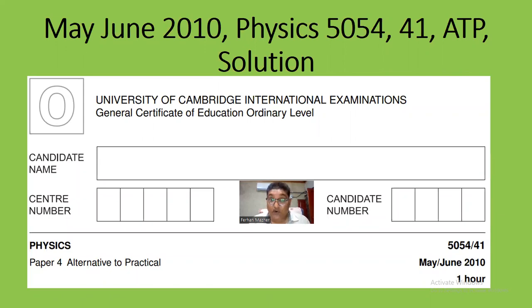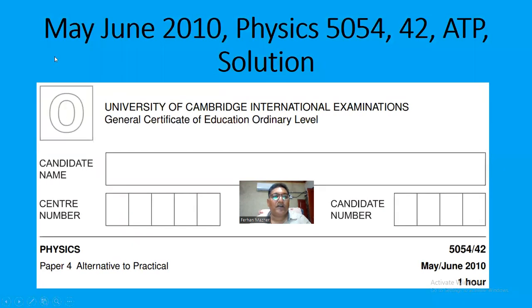Physics 5054. And today we have set our heart to solve ATP paper. We call it Alternative to Practical. And for this purpose, we have selected May-June 2010 4-1 paper. This paper 4 belongs from the Zone 1. The time allowed for this paper is 1 hour. So let's start. In this video, I'm going to present to you the solution of this paper.